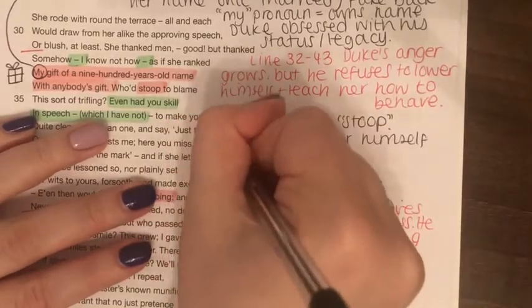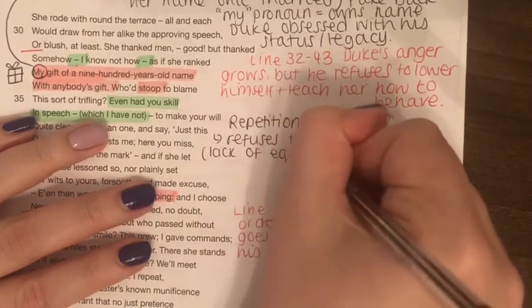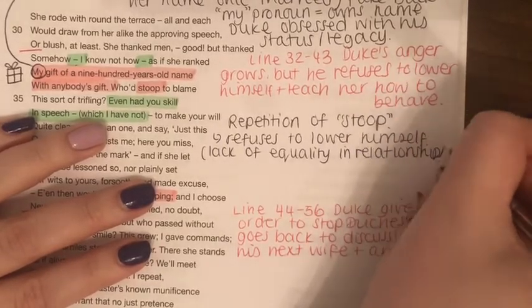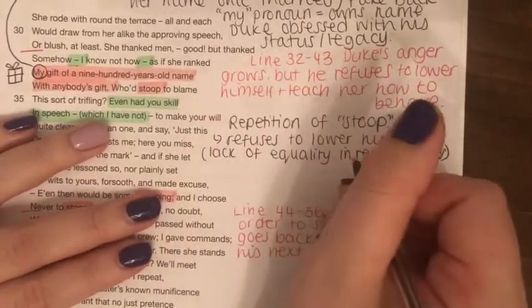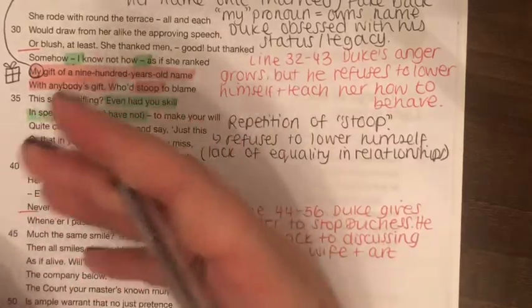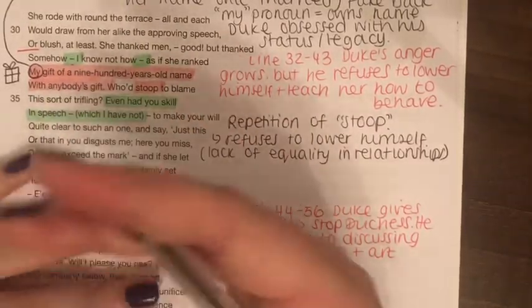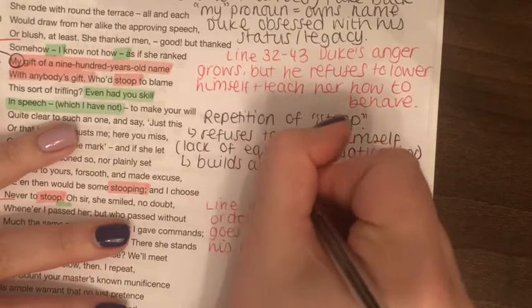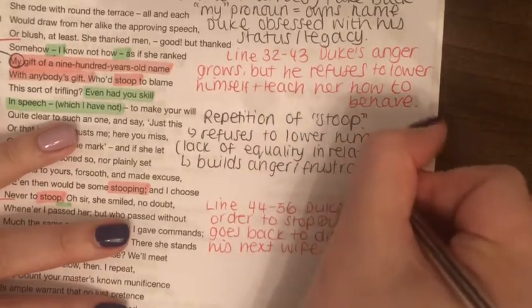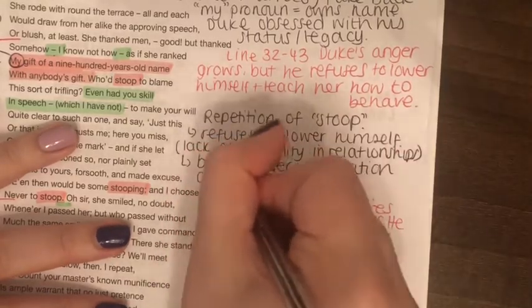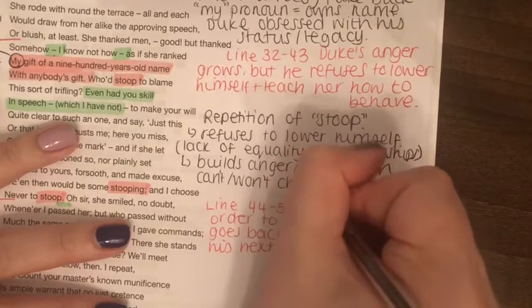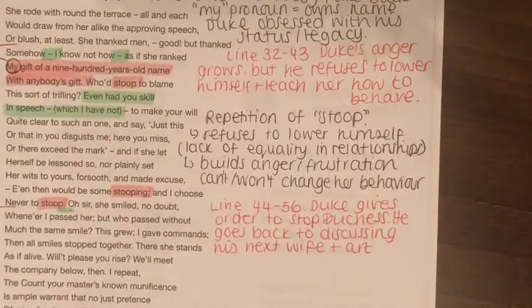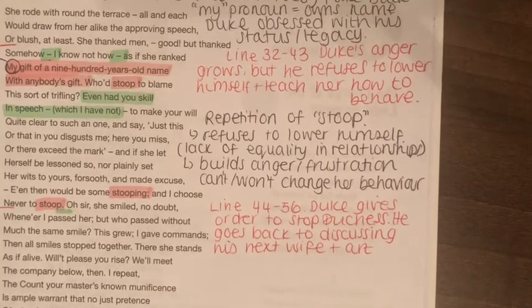Which shows obviously a lack of equality in their relationship, which I guess wouldn't necessarily be uncommon in Victorian times, and also wouldn't be uncommon in a relationship in the monarchy. But by refusing to lower himself, by refusing to stoop, he can't engage with her and tell her what he doesn't like. He just gets quietly angry and frustrated. And what this does is builds the anger and frustration for him, because he can't change. Well, it's not that he can't, I guess he won't change her behaviour. Whether her behaviour is wrong is a very different question. But definitely, at least the Duke thinks her behaviour is wrong.